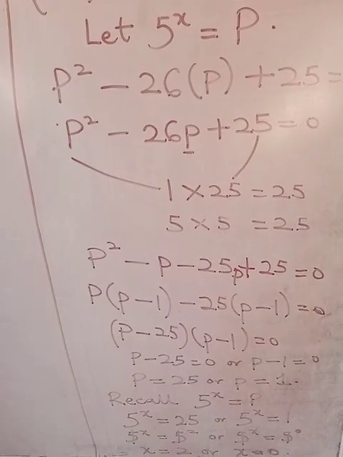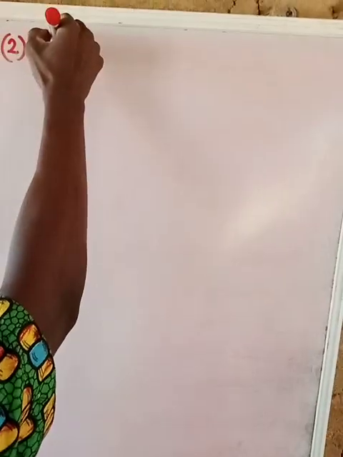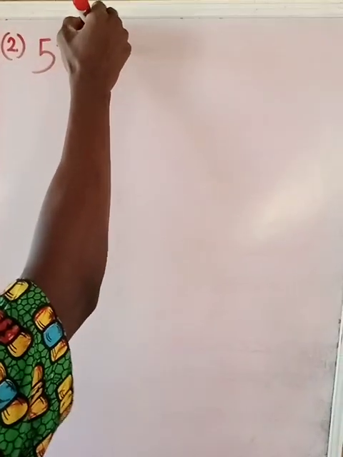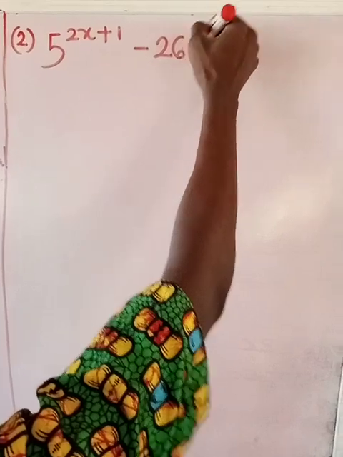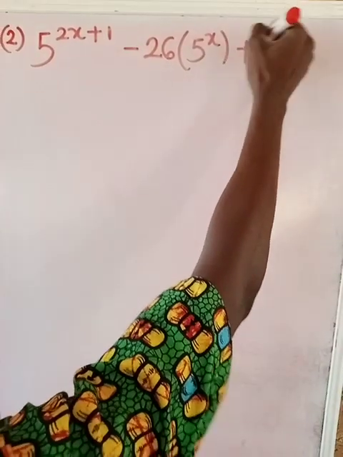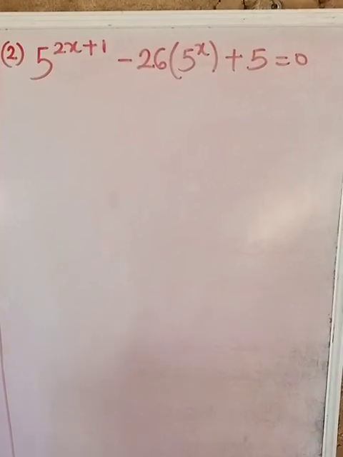The next one now. The second question now, we have 5 raised to power 2x plus 1 minus 26 bracket 5 raised to power x plus 5 equals 0. You see, this is a bit different. So how do we do it?